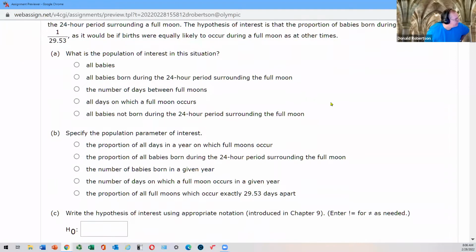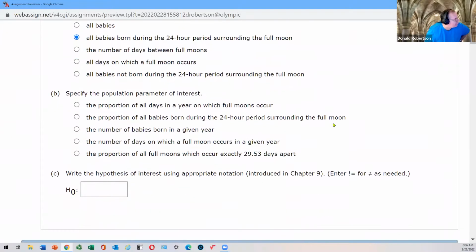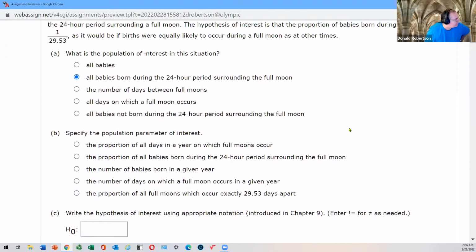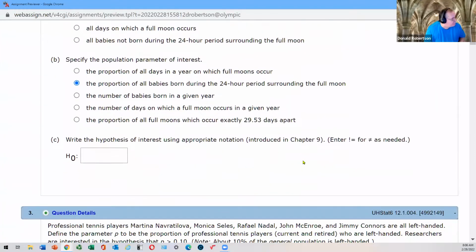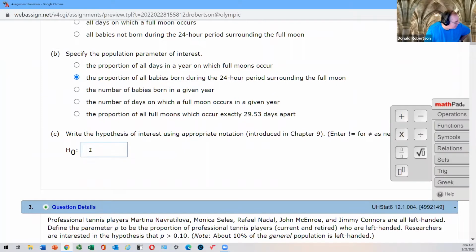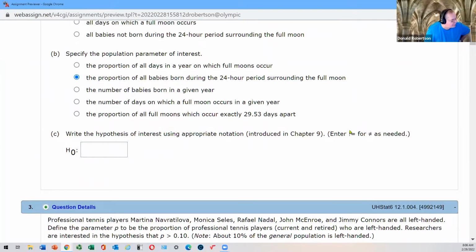What is the population of interest? There we go. Specify the population parameter of interest. Well, that's the proportion of babies born during the 24-hour period. It's that one. Now you want to write this down as a null hypothesis. I've got a little thing over here. I don't know why we don't have a not equals here. It wouldn't have been that hard for them to do it, but evidently they don't have one. So if you ever need to do not equals, you type in exclamation mark equals.